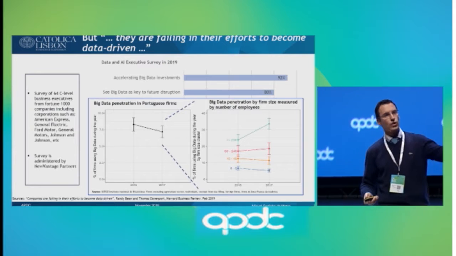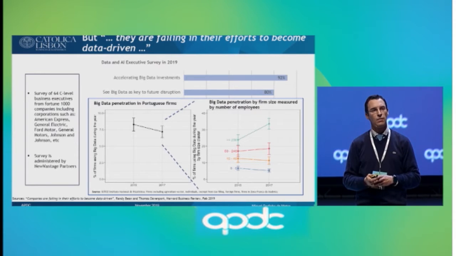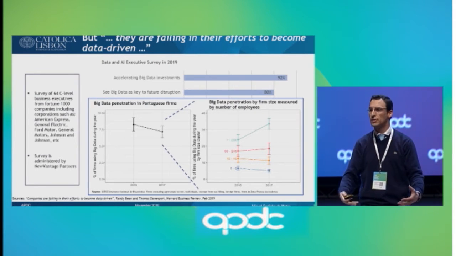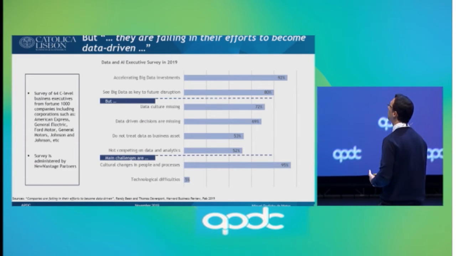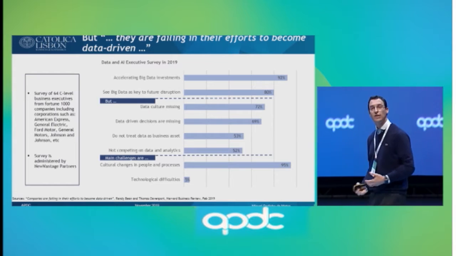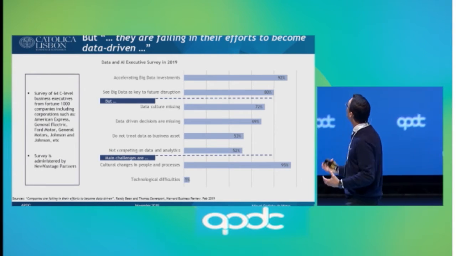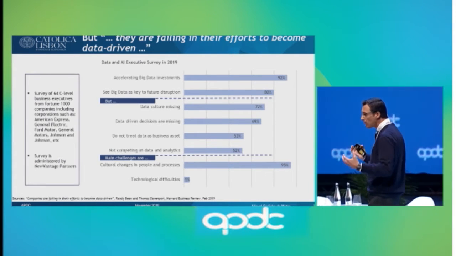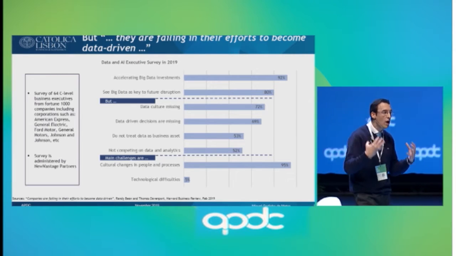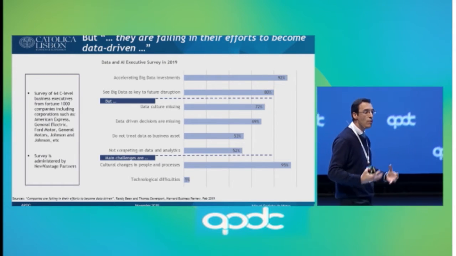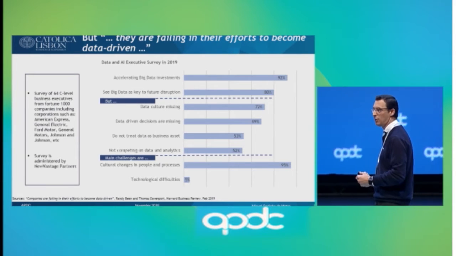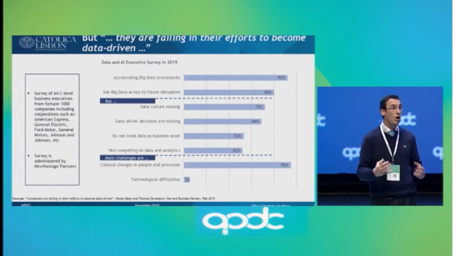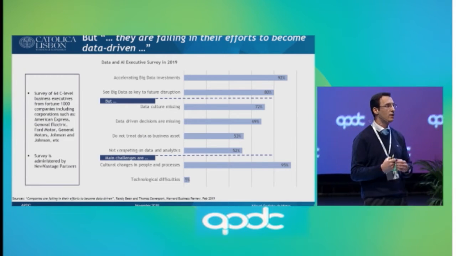Now, if we go back to our corporate America and we ask them, you are accelerating your investments, but are you succeeding? They'll say we're failing. We are failing to become data-driven because we don't have data-driven cultures. We don't have data decision-driven processes in our operations. And we are not really treating data as a business asset, as we do with other assets in our business operations. And we also don't see ourselves as really competing in analytics.